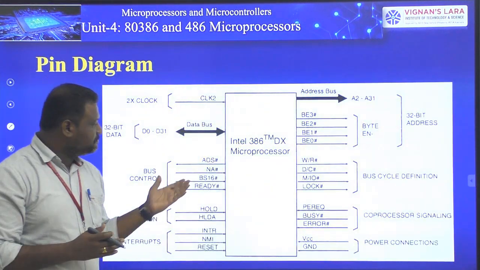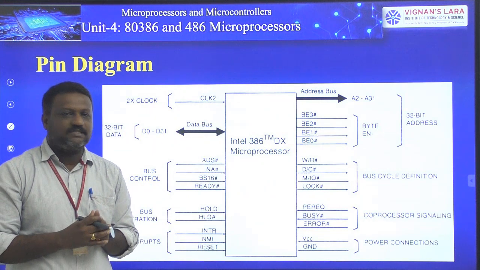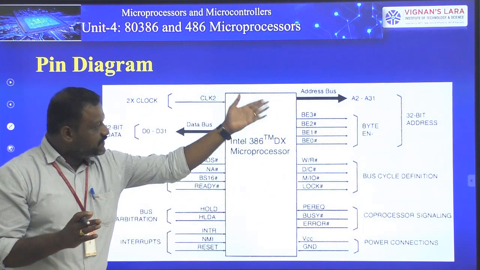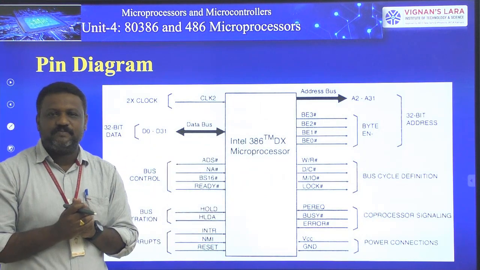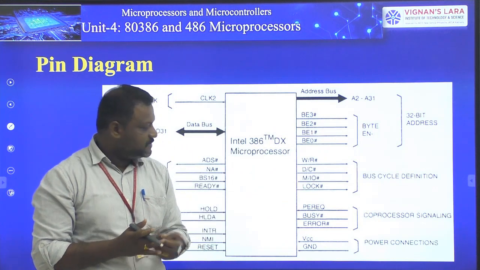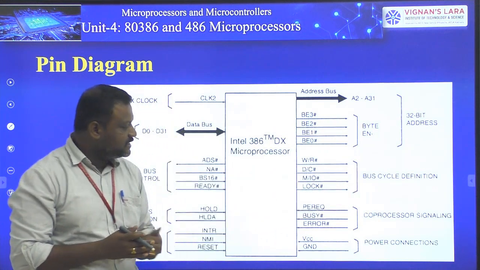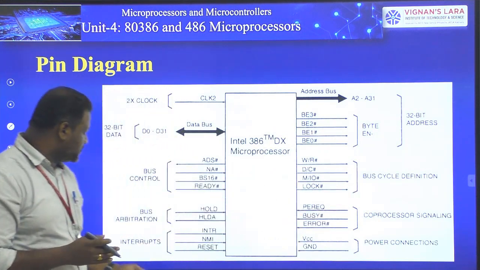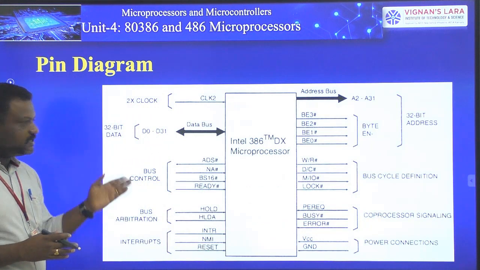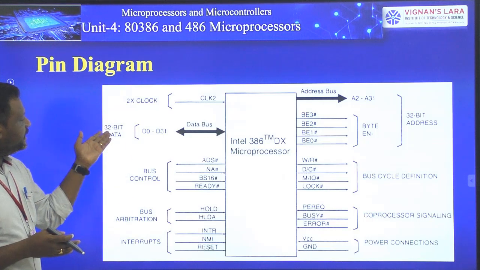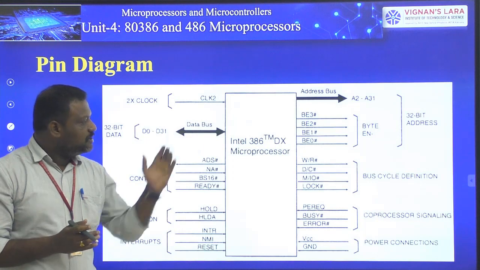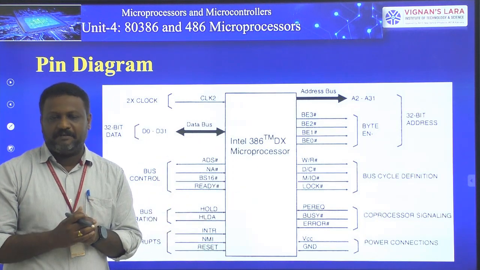And this is the pin configuration of 80386. What are the signals here? I have divided them into different groups: the 32-bit address bus, cycle definition signals, coprocessor signaling signals, power connection signals, interrupt related signals, bus arbitration related signals, bus control signals, data bus signals, as well as the clocking signal. Now I am going to discuss these signals one by one.